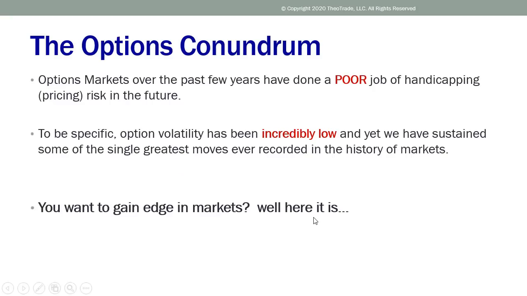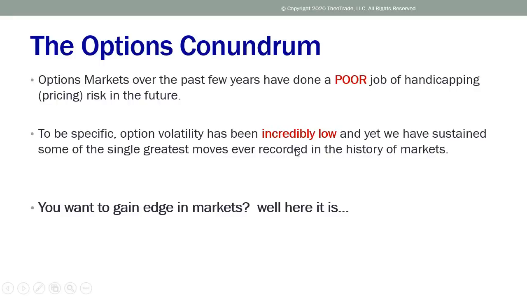Now, the options conundrum. Option markets over the past few years have done a really poor job of handicapping, which is pricing, risk in the future. To be really specific, option volatility has been incredibly low, exactly what we were just talking about. And yet, we have sustained some of the single greatest moves ever recorded in the history of markets. If you want to gain an edge in the markets, here it is. That's a humongous edge that people continually miss.